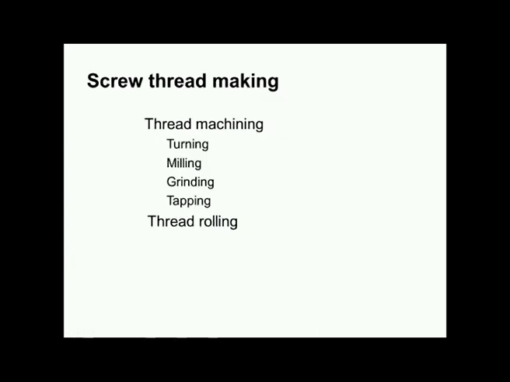Now, how these threads are made? There are many methods. Very common method is thread machining. They can be turned, they can be milled, and thread grinding, thread tapping. So, these are some thread machining methods, and the threads can also be made by thread rolling operation.